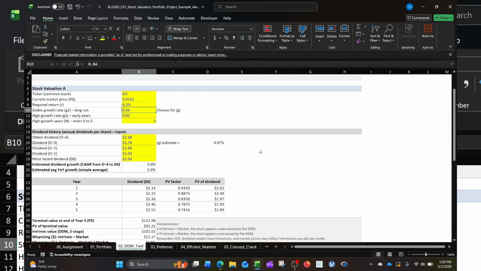Now I value one dividend-paying common stock using a 2-stage DDM: high growth for N years, then stable growth forever. So we fill in the yellow cells under stock valuation A. I entered the ticker, Coke, the current market price, the required return, the stable growth rate, the high growth rate, and then the high growth rate N.